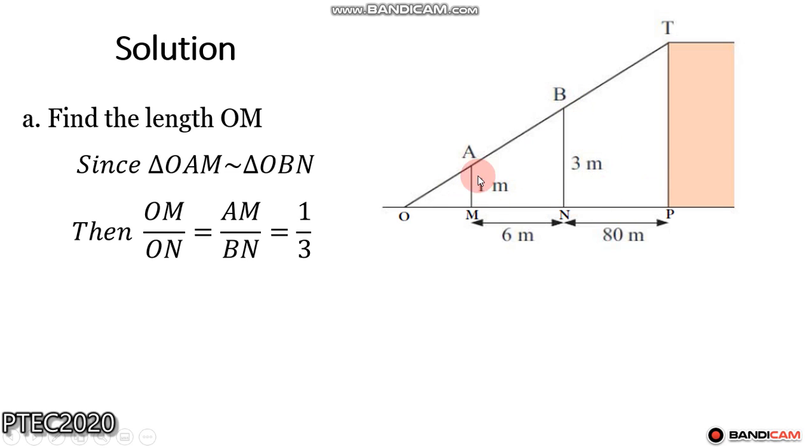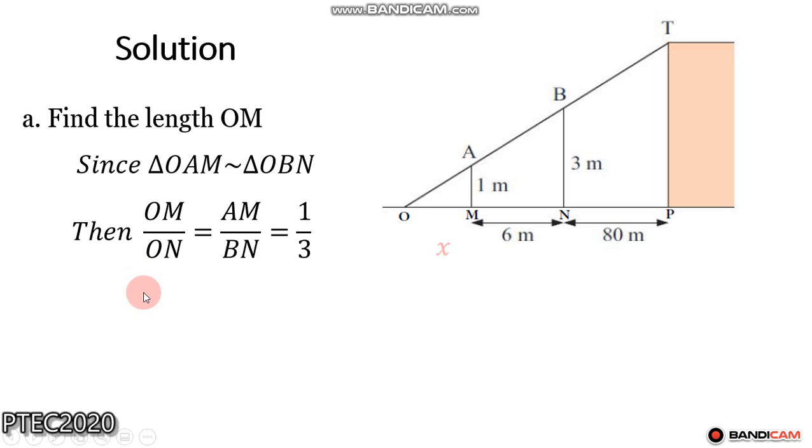So this length is given so that we can find OM by using this ratio, OM over BN. So here I can conclude that OM over ON equals AM over BN, which equals 1/3, because AM is 1 and BN is 3, so it's 1/3.